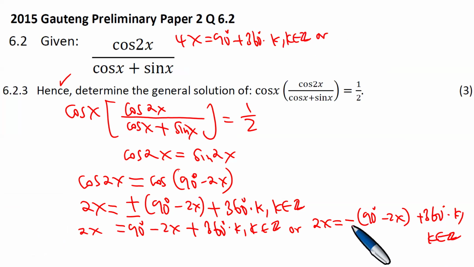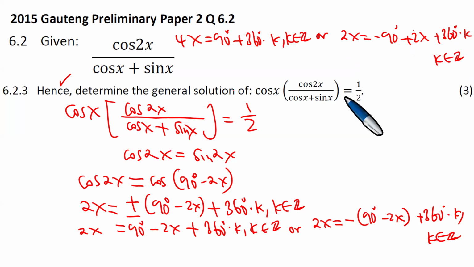Or, and then now you have 2x equals the other part: minus 90 degrees plus 2x, plus 360 degrees k, k in Z. Okay, we divide through by 4 here, getting x equals exactly, what is 90 degrees divided by 4? Right, it is 45 degrees over 2. We can write 22.5.